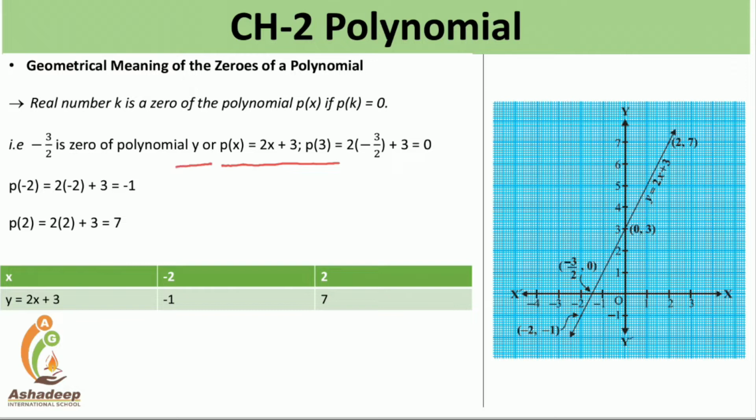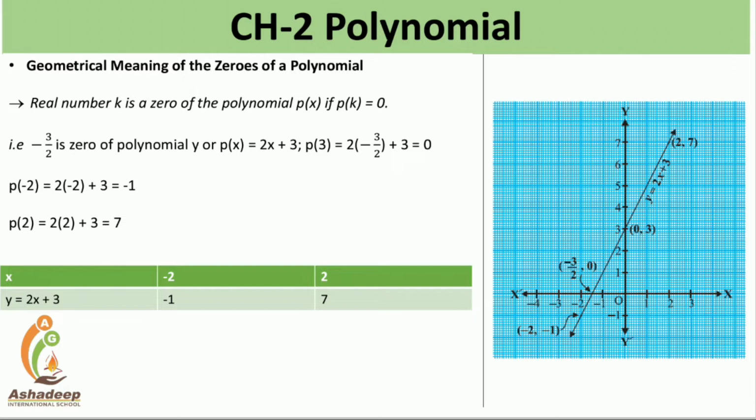It is also called y, p of x or y. Then I can say here minus 3 by 2 is the zero. How can I justify that statement? Instead of x, we have to put minus 3 by 2. So 2 and 2 cancel. What remains is minus 3 and plus 3, which is 0. Therefore minus 3 by 2 is the zero of the polynomial.